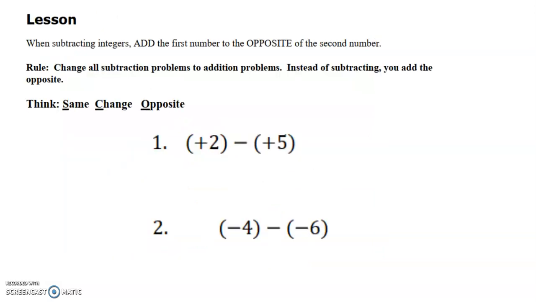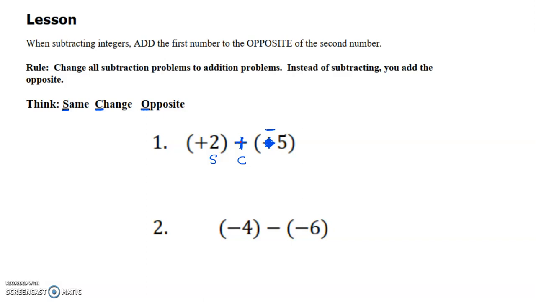When you see subtraction using integers, you can think of this very simple memory tool. Think same. The first number stays the same. Change the subtraction to addition, and then change the second integer to its opposite. So let's look at this first one. We have +2 minus +5. So we're going to keep the +2 the same. We're going to change subtraction to adding, and we're going to make the opposite sign of the 5. It was a +5, so now it's going to be a -5.